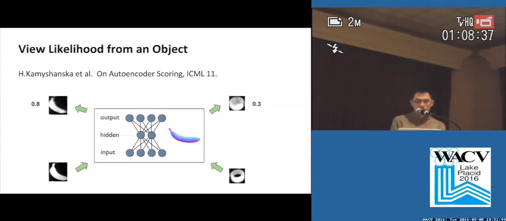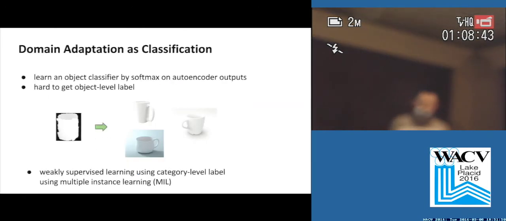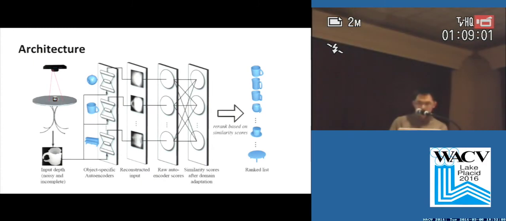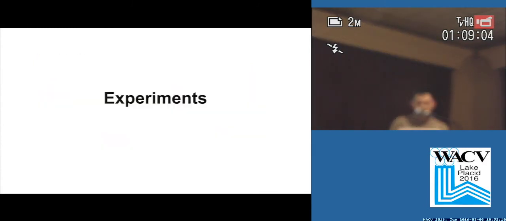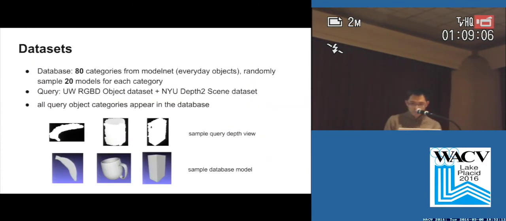But as we mentioned before, there's this gap between input and database. So we did something different, doing domain adaptation to bridge this gap. We formulate this problem as a classification. We take the output scores from these autoencoders and train a classifier to fine-tune the scores. To put them together, this is the whole architecture. And these are some results.